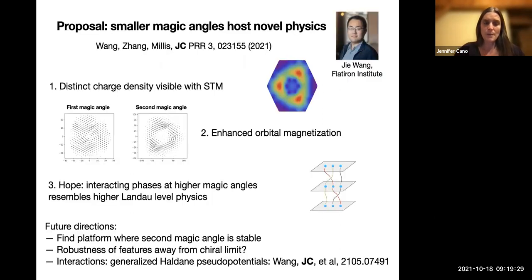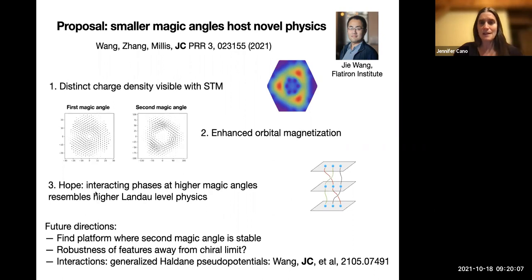So to summarize what I've shown so far, what we're proposing is that not just the first magic angle, but if we look at the smaller magic angles, there's the opportunity to realize novel physics there. And these are, in summary, the reasons why I think that would be the case. First off, I showed that we get this distinct charge density, which is different at the second and third magic angles compared to the first magic angle. Second, there's also an enhanced orbital magnetization, which is stronger at the second magic angle compared to the first magic angle. And then finally, there's this really interesting comparison to Landau level physics.